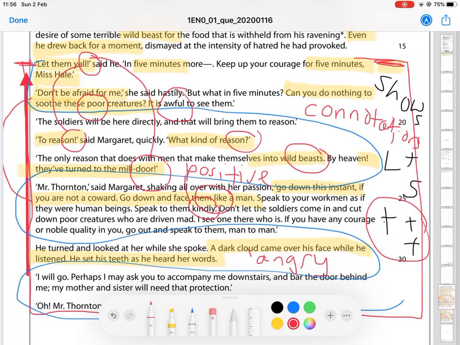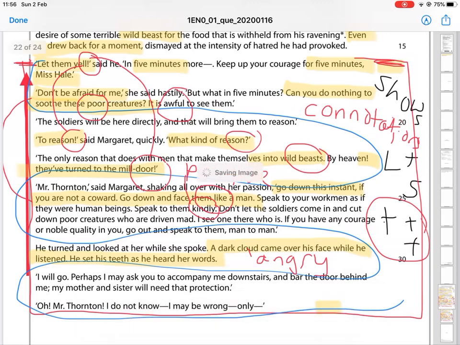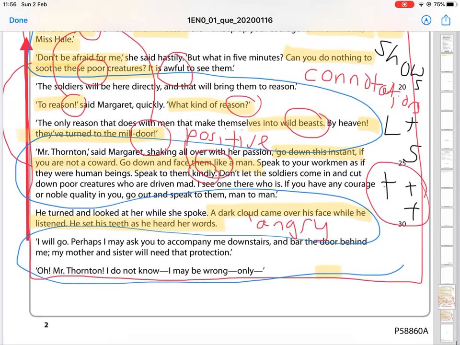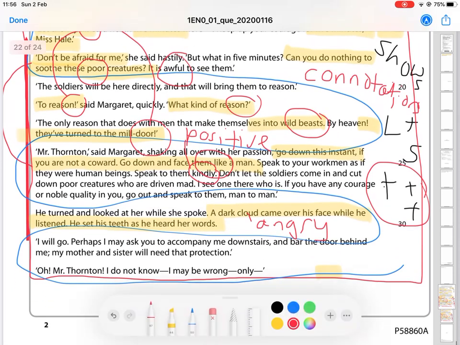He set his teeth as he heard her words. Ooh, he doesn't sound happy. And now look how I've got towards the bottom of the lines, because it's 16 to 33. I will go. Ooh, that simple sentence. I will go, he says it. He says it very bluntly. The bluntness of the sentence reflects the bluntness of his feelings.